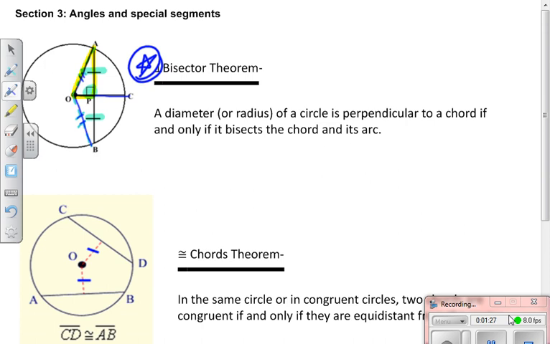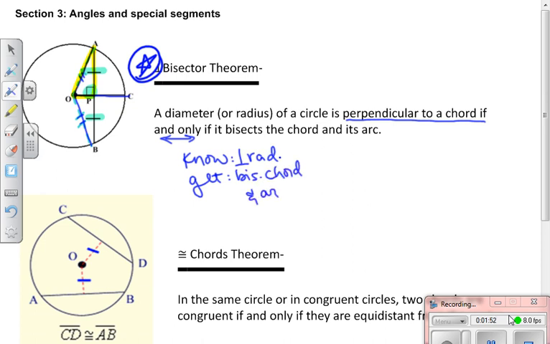It says a diameter or radius of a circle is perpendicular to a chord if and only if it bisects the chord and its arc. And again, this is an if and only if situation. If you know that you have a perpendicular radius, then you get a bisected chord and arc. That's another important part, is that this arc and this arc are also equal.